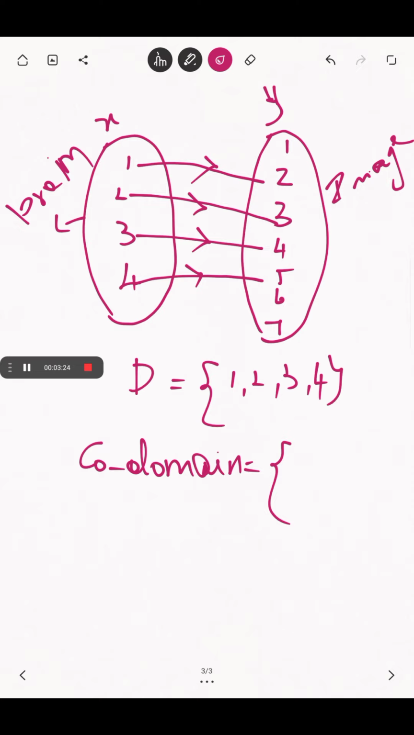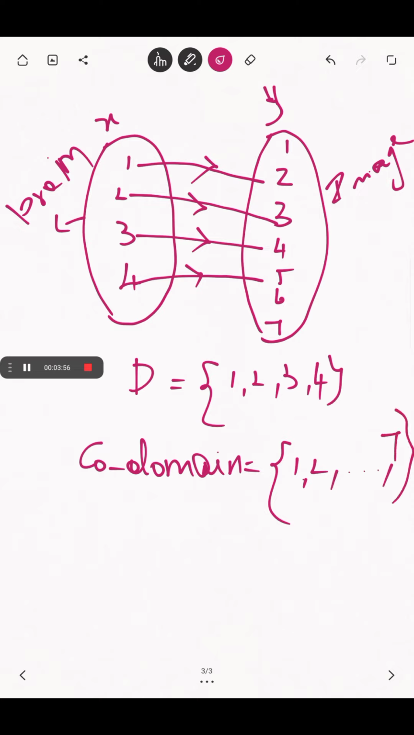I explained in the first video that the range is the values of output, but there is one condition. The range is the values of output, meaning the images in this output are considered as the range. Codomain means all the values in y, whether each value is an image or not. That means the values here are 1, 2, up to 7.